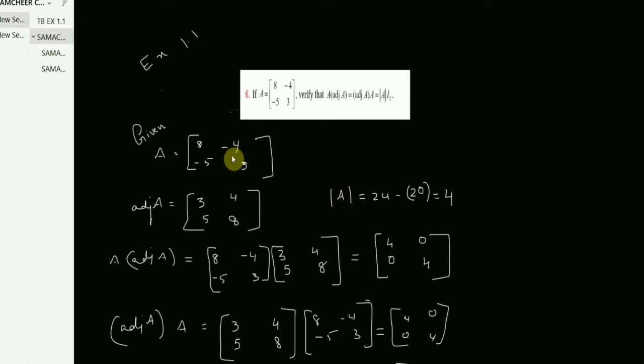Now find determinant of A, that is cross multiply: 24 minus 4 into minus 5, that is 20. So 24 minus 20 is equal to 4.